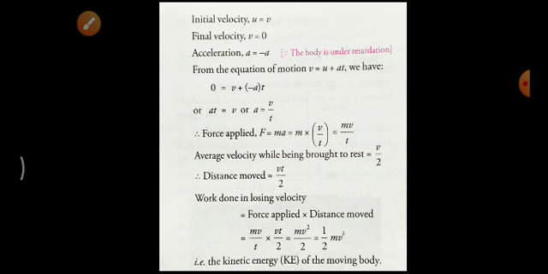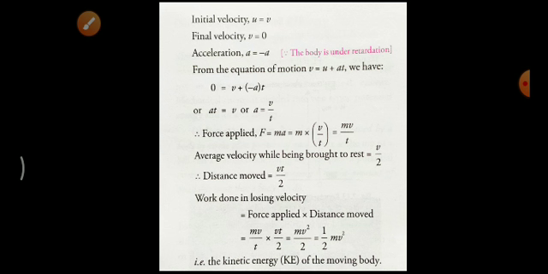Now how much force have we applied? Which formula can we use? Force is equal to mass into acceleration. The mass is m, and the acceleration is v divided by t. Multiplying, we get mv divided by t. That much force is applied to stop the moving object.